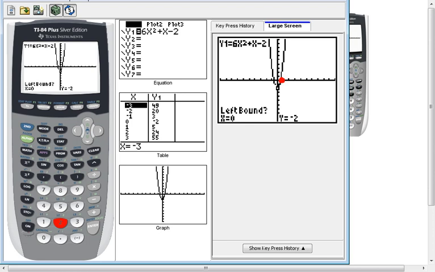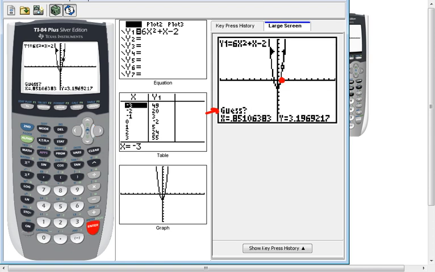Then notice down here your calculator screen is asking you to tell it what the left bound is. What that means is it wants you to use your left and right arrows and put the cursor just a little bit left of where that red dot is. So put the cursor a little bit left of the red dot and hit enter. Now your calculator screen is asking you for right bound, so now it wants that cursor a little bit right of that red dot, and hit enter.